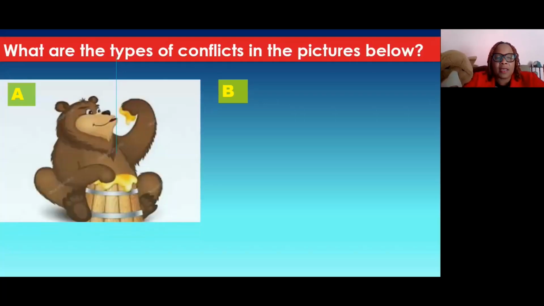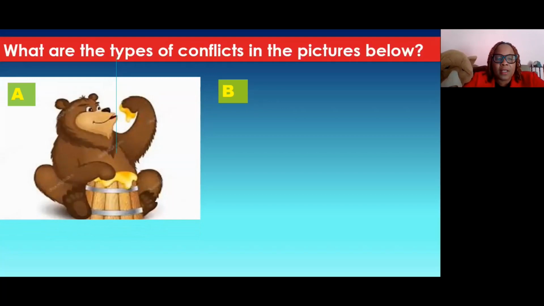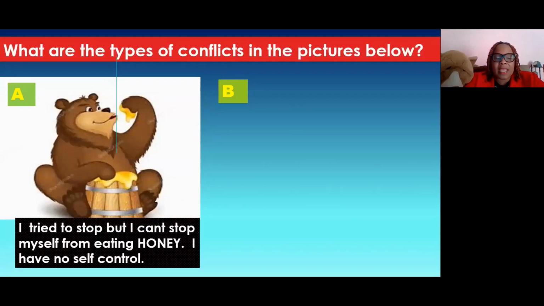Okay, what are the types of conflicts in the pictures below? So we have picture A. Is this an internal conflict or an external conflict? What is happening in this picture? Genesis says internal, Haley says external, so they are mixed. Okay, so let me give you the clue. I tried to stop, but I can't stop myself from eating honey. I have no self-control. So an internal problem is when you have a problem with yourself. An external problem is when you have a problem outside of yourself with someone or something else. Is this problem internal or external? Most persons are saying internal now.